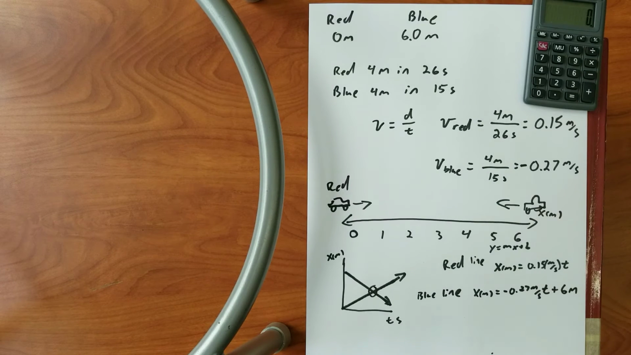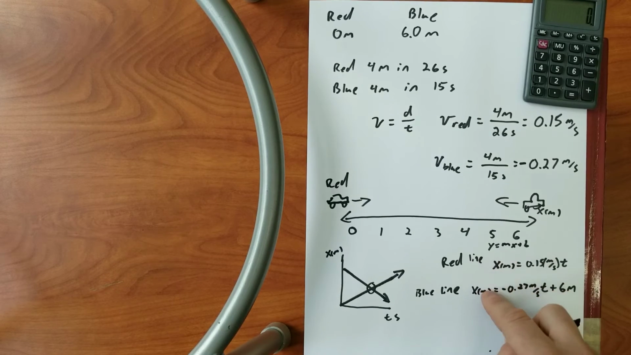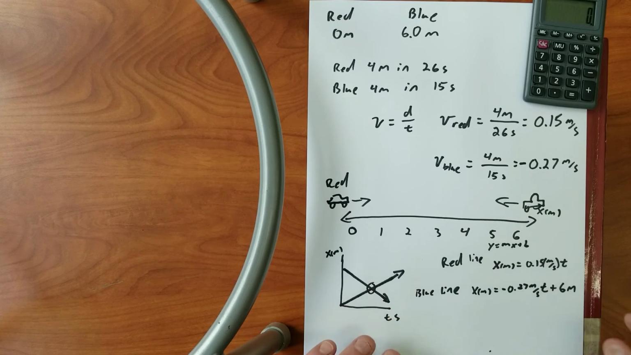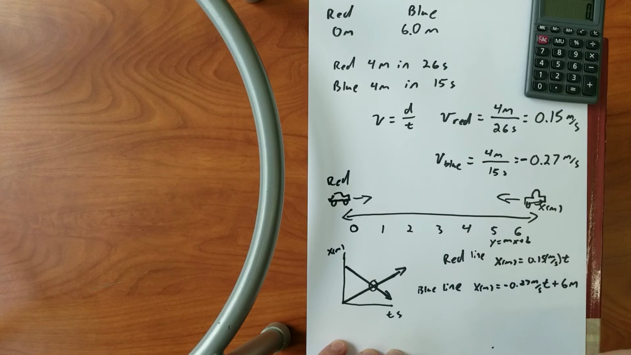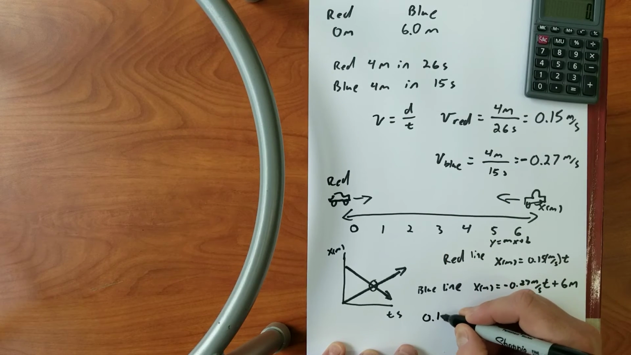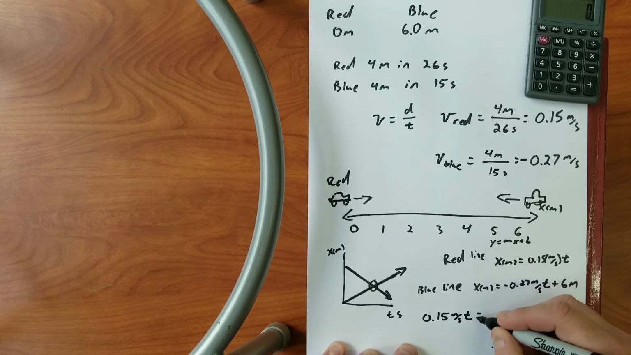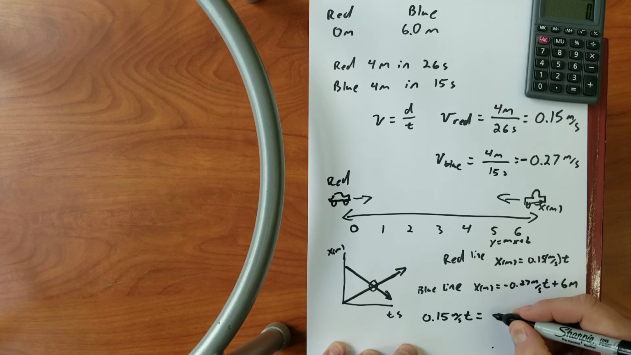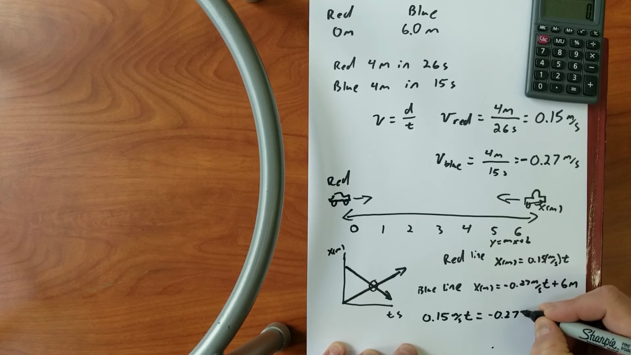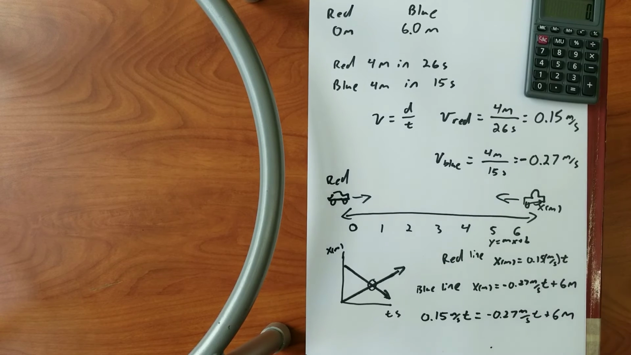All right, so now the only way I can figure these two equations out is if I say they are going to meet at the same spot, right? Where they crash is the same spot. That makes sense. Like if you crash into someone, you're at the same place. So I'm going to set the position equal to each other. And so I'll just say 0.15 meters per second times time is equal to the blue: negative 0.27 meters per second times time plus 6 meters.